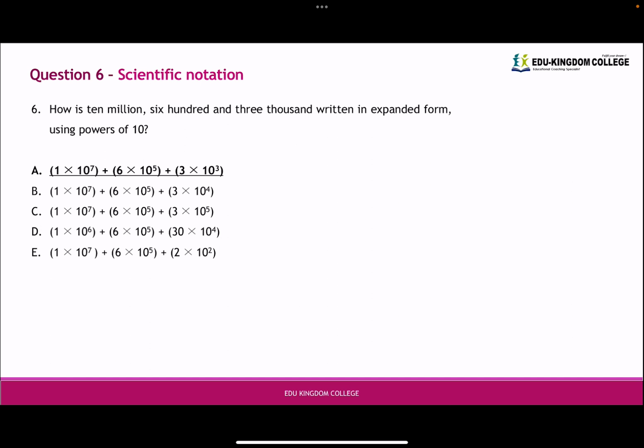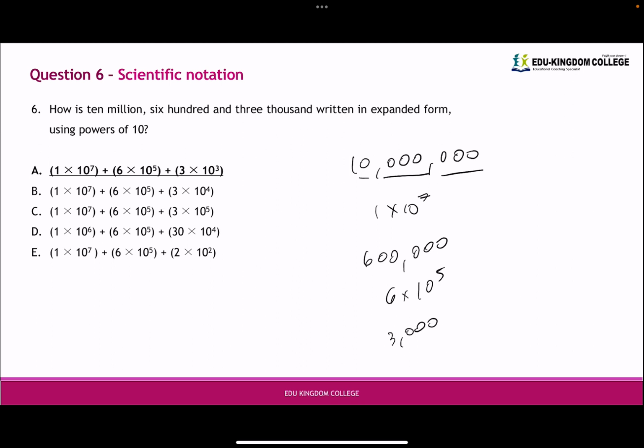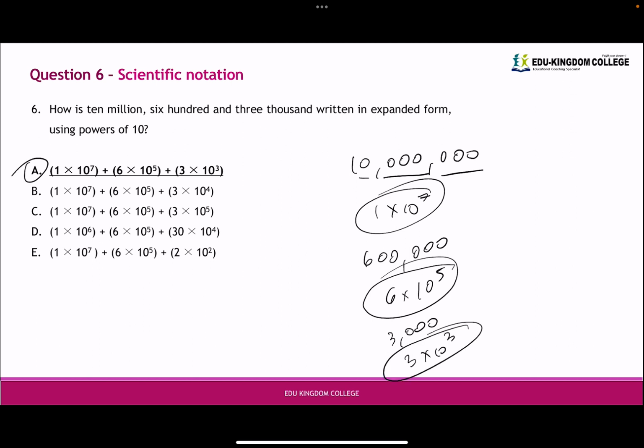10,600,000 and another 3,000 is written in expanded form using powers of 10. So 10 million is going to be this, right? So there's 7 zeros, meaning that it's 1 times 10, and it's been multiplied by 10 7 times. So it's 10 to the power of 7. For 600,000, there's 5 zeros, which means it's 6, and then it's been multiplied by 10 5 times. And then for 3,000, it's 3 times 10 multiplied by 10 3 times. So it's going to be 1 times 10 to the 7 plus 6 times 10 to the 5 plus 3 times 10 to the 3, so 8.